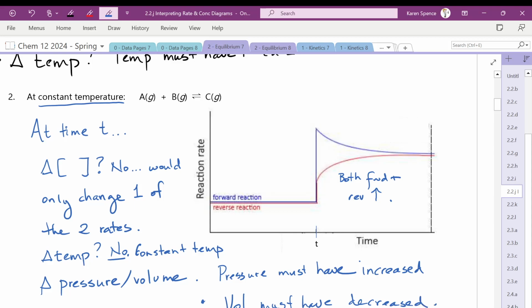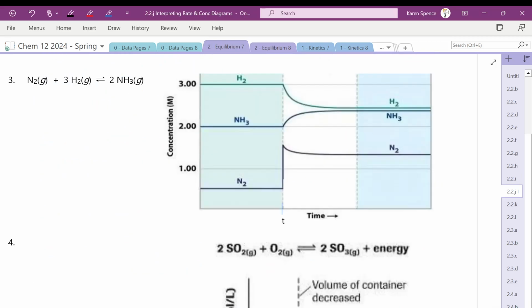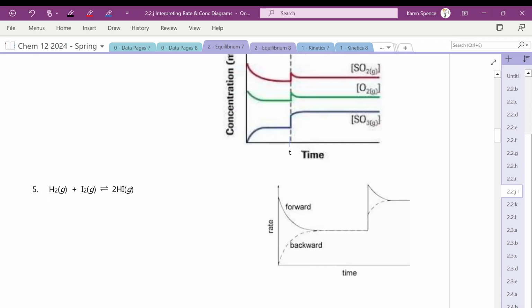Shall we see if we can find a concentration diagram and see if we can figure it out? Because we've got pages and pages and pages of these. I'm not going to do all of them with you, but we're going to do a few of them together. Oh, here's one. This one's pretty easy. Page 78. Yes, sorry.